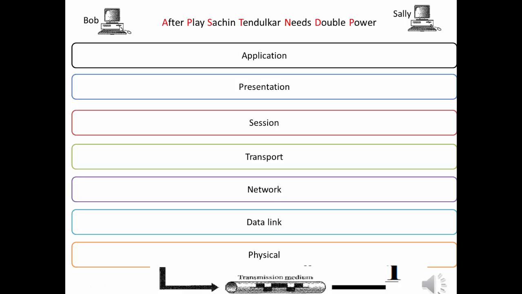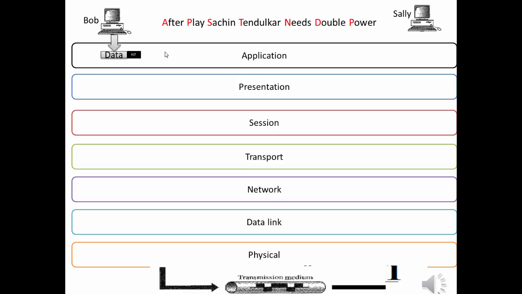Now every layer will add something to the data. That something is known as a header. What's there in the header? We'll discuss it later. For now, just consider every layer adds something to the data. So the application layer adds its header with this data. The data comes from Bob using an application.